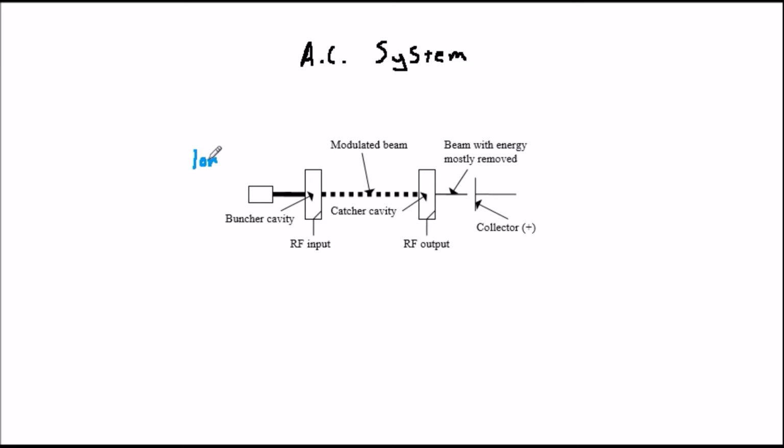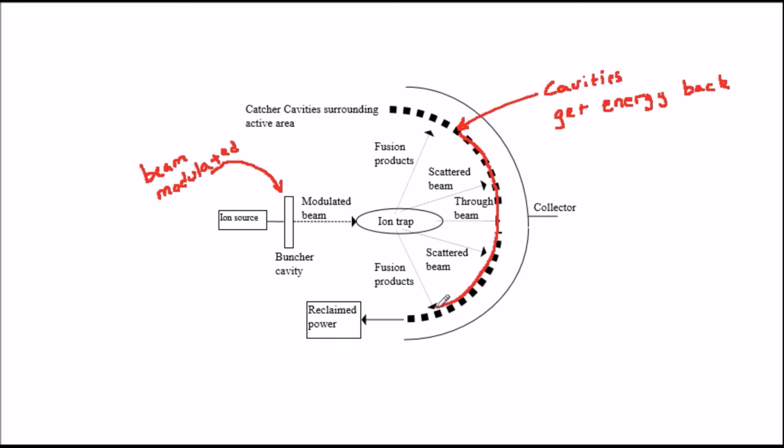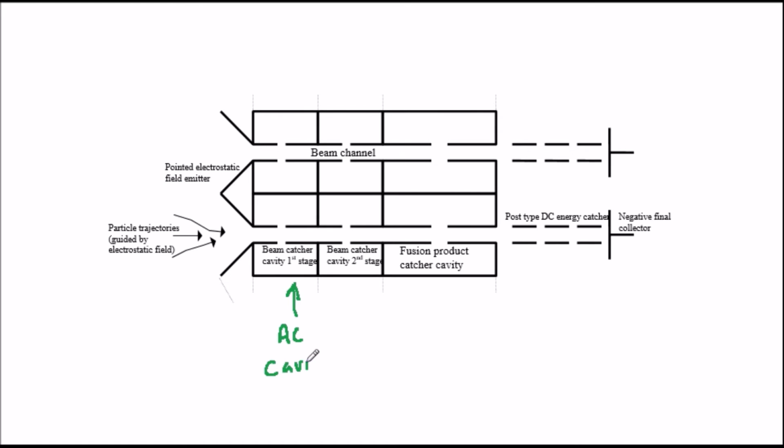The second way of retrieving energy might be called the AC method. In this case, we pulse a particle source at a known frequency and retrieve the energy using tuned electromagnetic cavities as shown. And in fact, both these methods could be combined together.